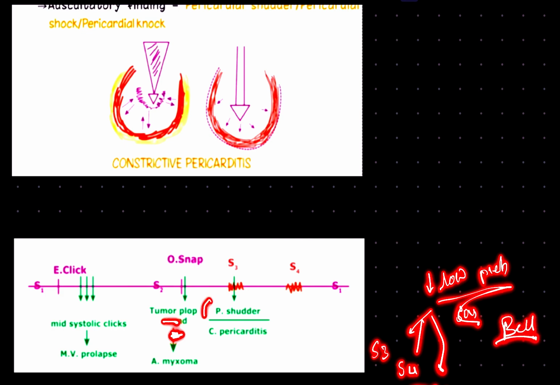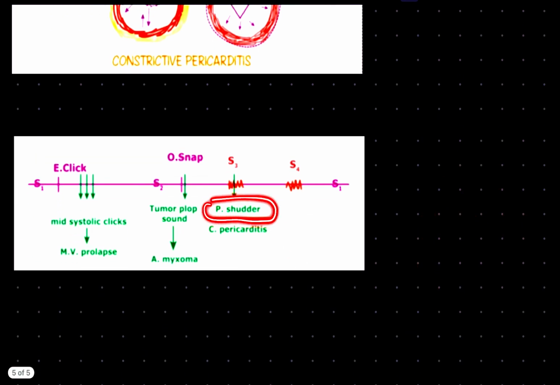But the pericardial knock is a high pitch sound. So this sound is heard with the help of the diaphragm of the stethoscope, whereas S3 is heard with the help of the bell of the stethoscope. In this way we can find out whether there is a pericardial knock or not. So this was a brief about that.